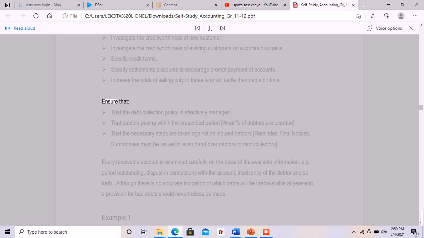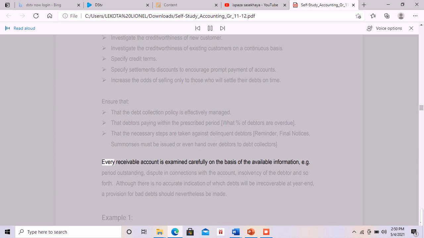Ensure that the debt collection policy is effectively managed. Check that debtors are paying within the prescribed period, and what percentage of debtors are overdue. Ensure that the necessary steps are taken against delinquent debtors. Reminders, final notices, summonses must be issued or even hand over debtors to debt collectors.